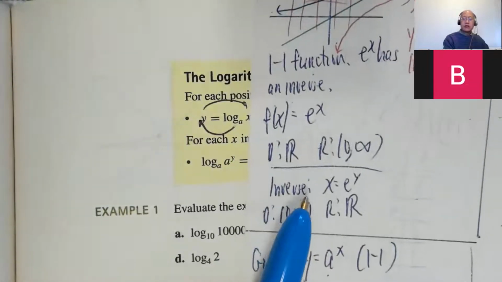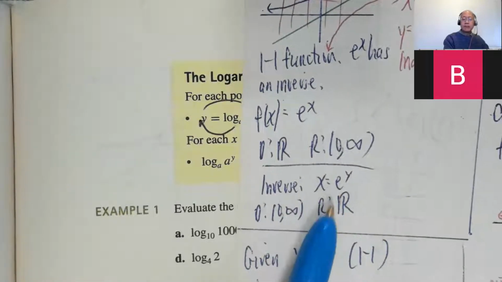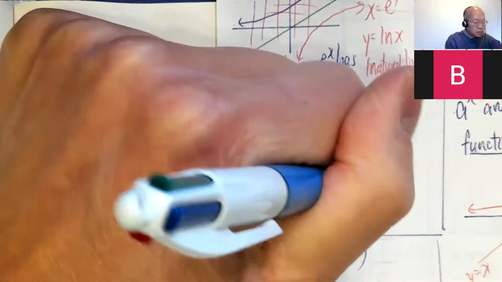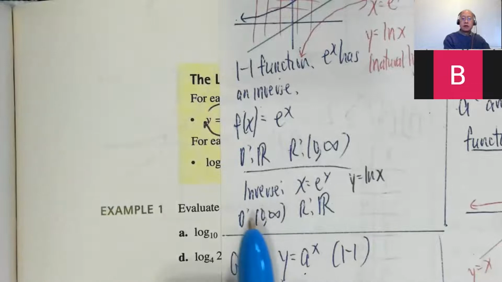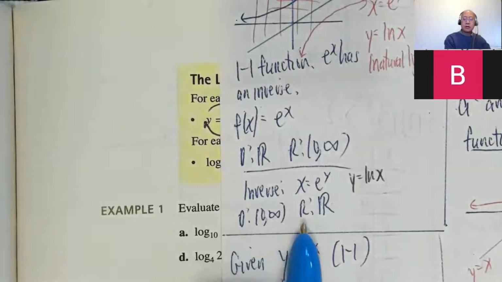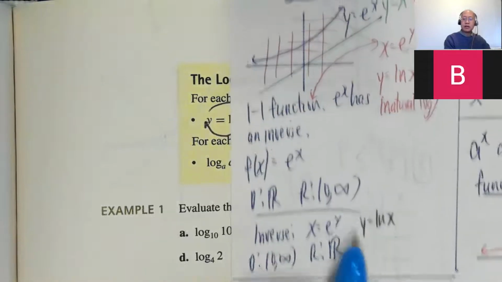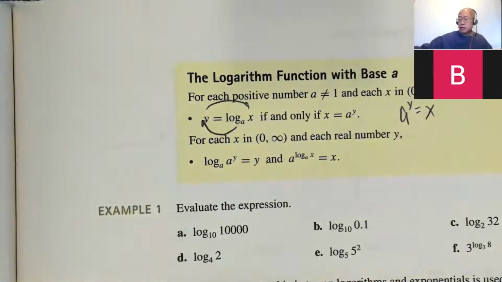Okay. For the inverse function, x equals e to the y, which is the same as log base e of x, is the natural log function. The domain is 0 to infinity. The range is all real numbers. So we can only take the log of positive quantities. I'll talk more about this tomorrow, but let's address this.